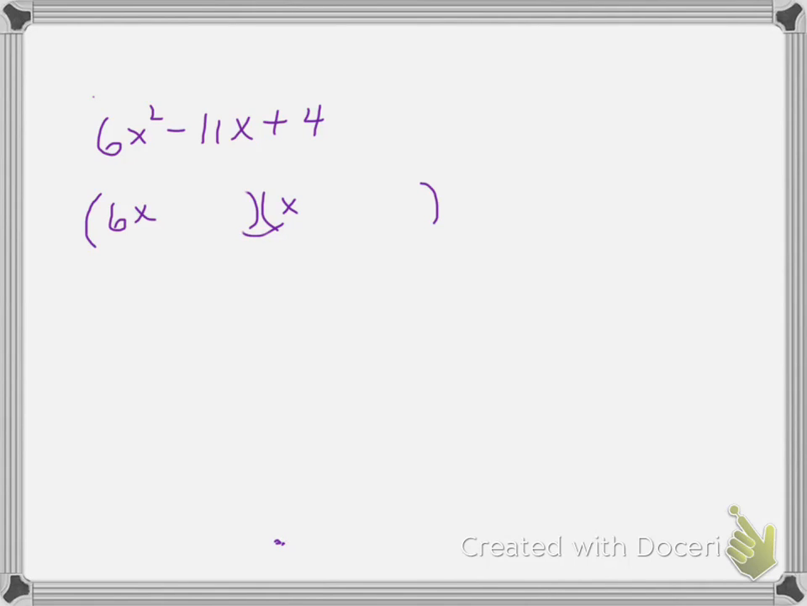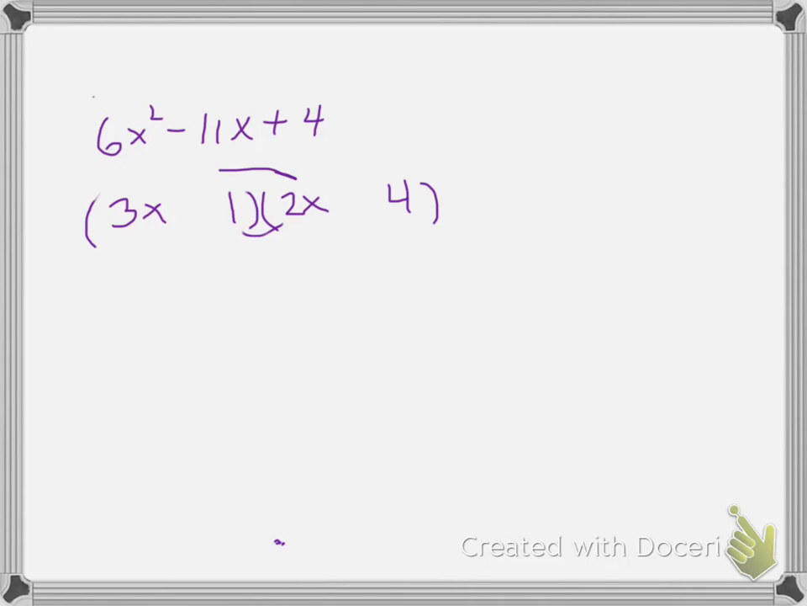Maybe I'll try to get to the 4, maybe I'll try 2 and 2, and if I try that, I have 12x and 2x, which still won't get me to 11x. So that's not right either. I need to try something else. So maybe I'll try 3x and 2x, which will get me to that 6x squared. And maybe I'll try a 1 here and a 4 here to get me to the 4 at the end.